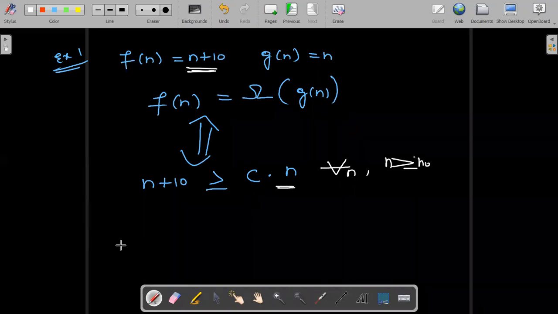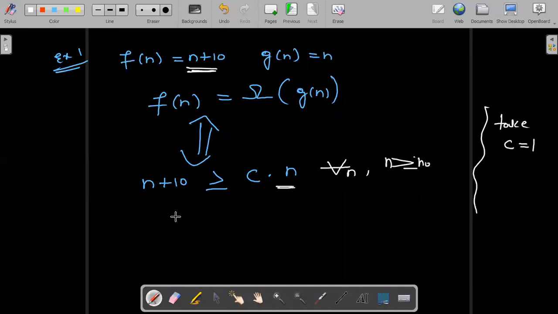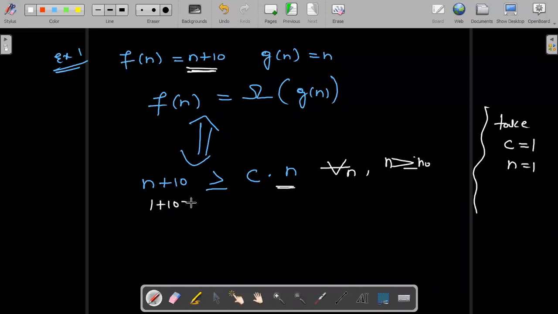So for that, now please understand, take c value equal to 1. Again n value equal to 1. Check it now. If I take n equal to 1 plus 10, what value are we going to get? 11. Correct? Again greater than or equal to c value. C value is 1, 1 dot n, n is 1 here. 1 into 1, what will you get? 1 only. Yes or no?